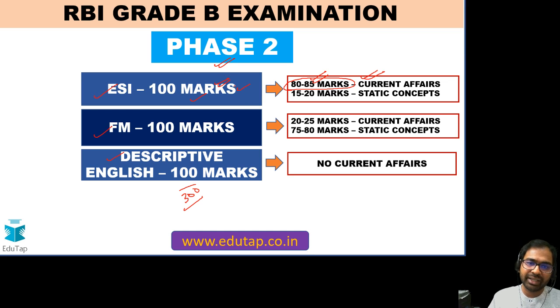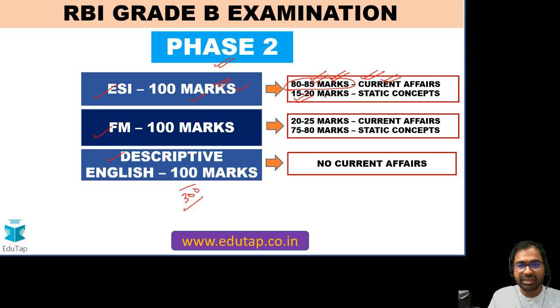There is no topic in ESI which does not have a current orientation. Each and every topic of ESI has a current orientation, and 80 to 85% of the paper, or 80 to 85 marks, are allotted to current affairs. Only 15 to 20 marks of the paper is asked from static concepts. When I say static concepts, it means the static concepts related to the topics mentioned in the syllabus by the Reserve Bank of India. The static concepts can include base year, factor cost, the concept of GDP, the concept of market price, GVA. All of these are static concepts.